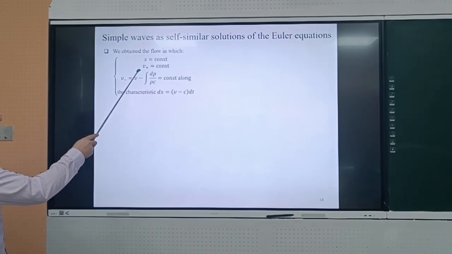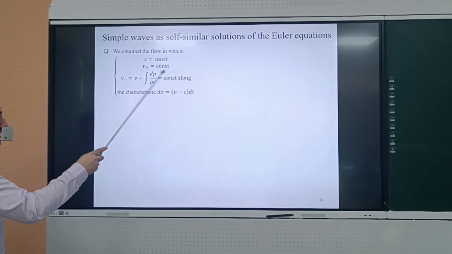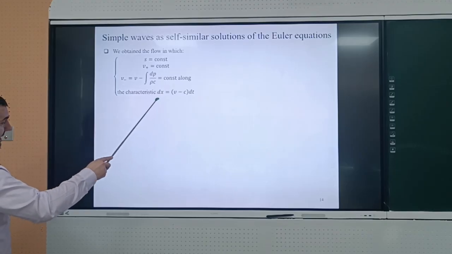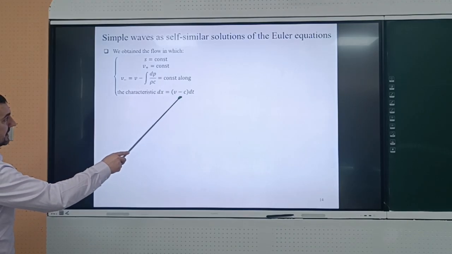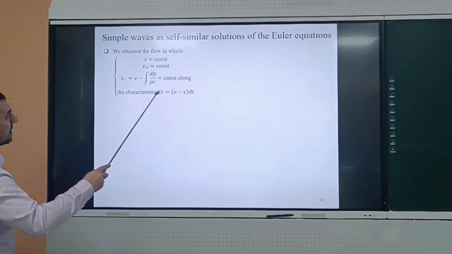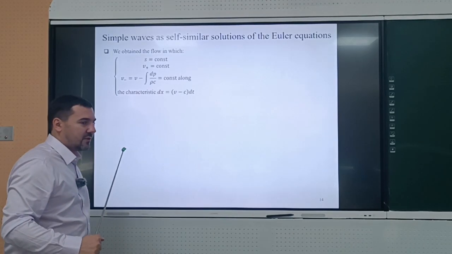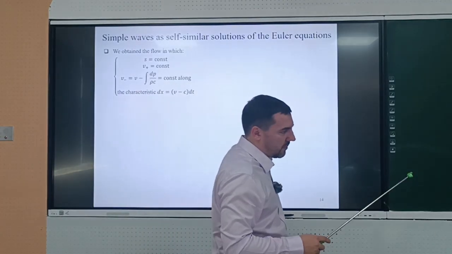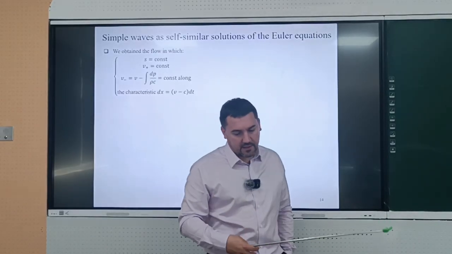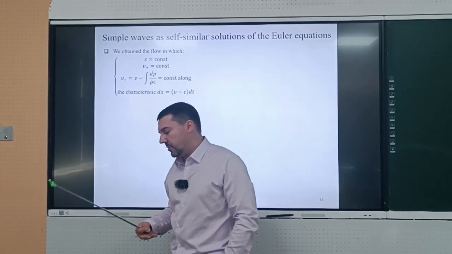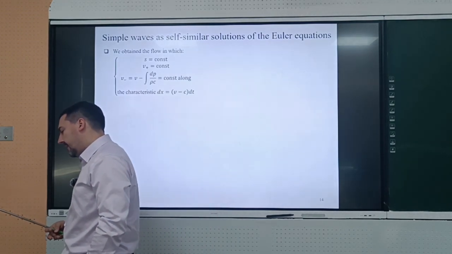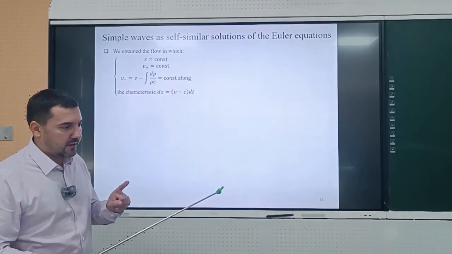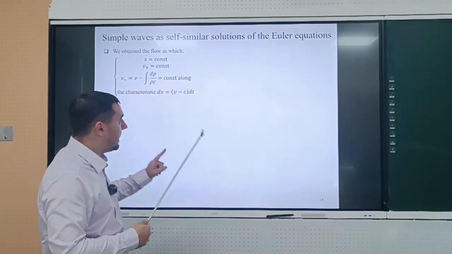Entropy is constant, v plus is constant, and v minus is constant along the characteristic dx equals v minus c dt, because it's always true. We started this in the previous lecture, as you can remember, where we considered a linear system of hyperbolic equations, and I introduced the simple waves. So a simple wave is a type of flow in which only one characteristic variable is not 0, like in here.